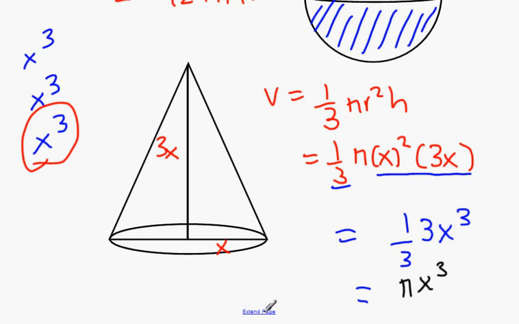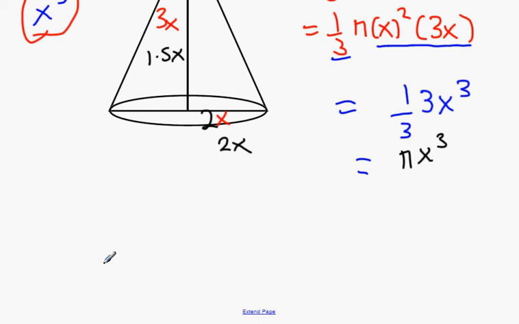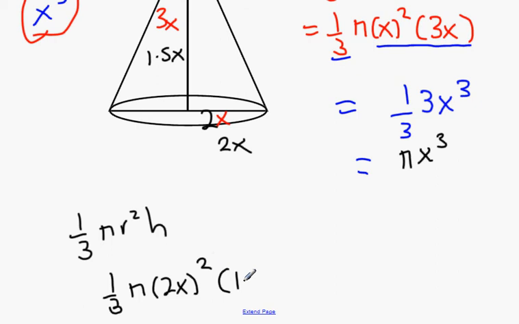Okay? Now, a second cone has twice the radius and half the height of the first cone. What's twice the radius? 2x. You're making it shorter and wider. And what's the new height? The new height is 1.5x because it's half the height. Okay? So what we're going to get here is a third pi r squared h. It's going to be a third pi. Our radius is 2x squared and our height is 1.5x.